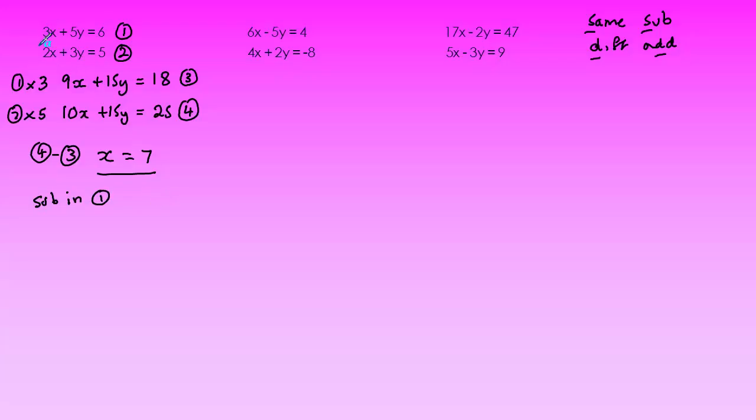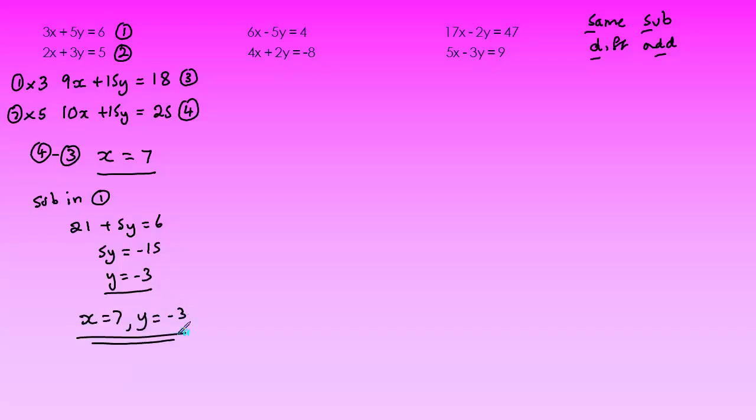If x is 7, 3 7s are 21. So 21 add 5y equals 6. Gives me 5y is negative 15. And then y would be negative 3. So my solution is x is 7, y is negative 3.